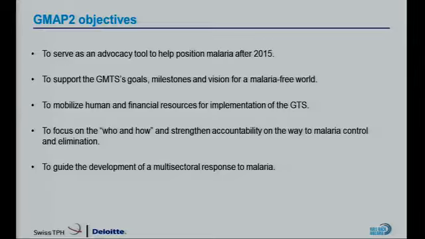And finally, and I will talk to that effect for the remainder of this brief talk, to guide the development of a multi-sectoral response to malaria.